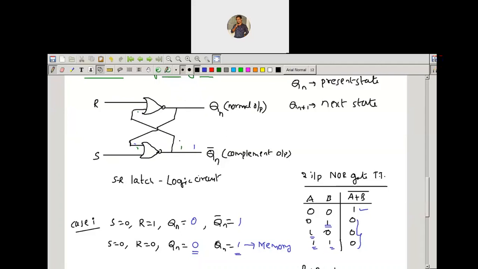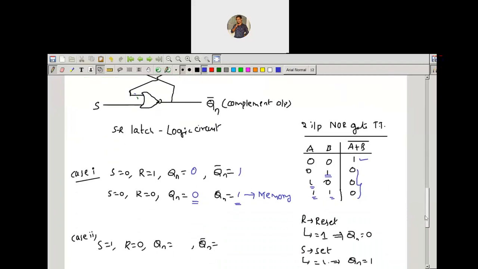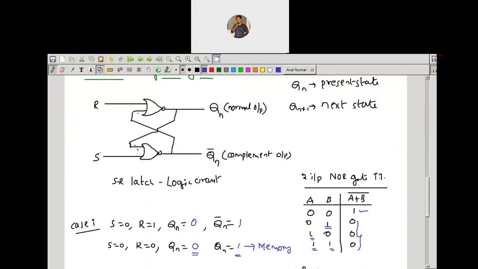Please observe, everybody. Try to observe the operation, how I am taking the outputs here. That is going to be confusing after the class, so please try to remember. Here, when we are giving S equals 1 and R equals 0, our second case, please try to analyze this one.